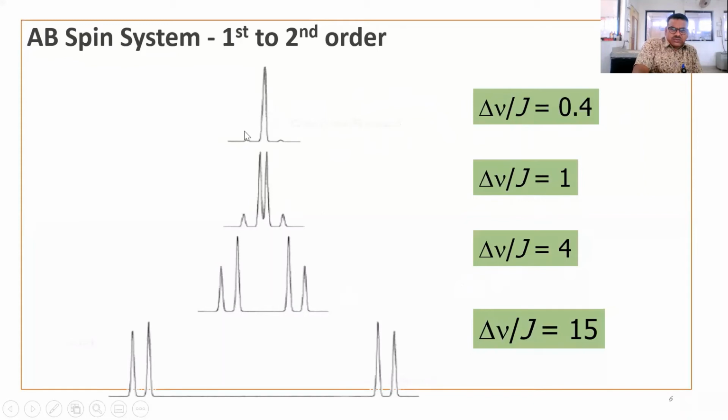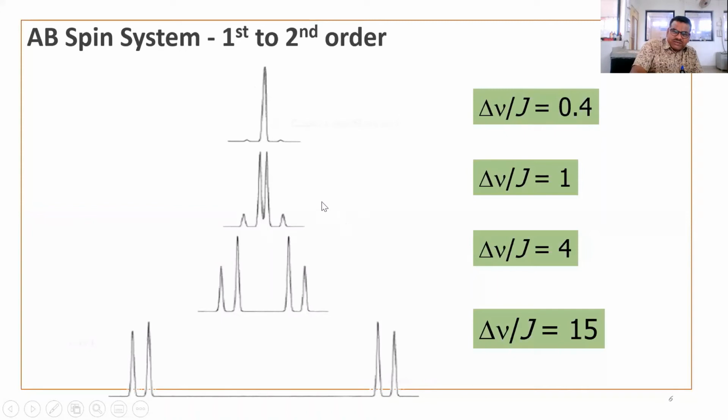Look at these peaks: all four sets of peaks are of one kind, and all are of the same compound. But they differ in how the peaks show their splitting pattern. In the first case we see a singlet and only two small peaks. Look at this 0.4; in that case, this is called first order spectra.